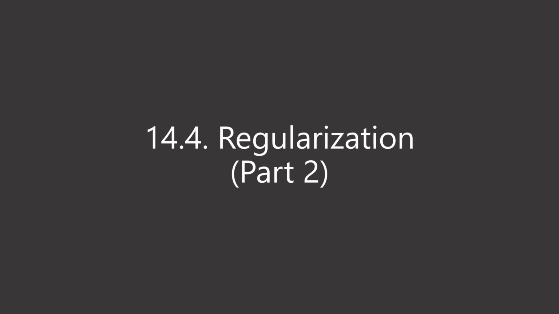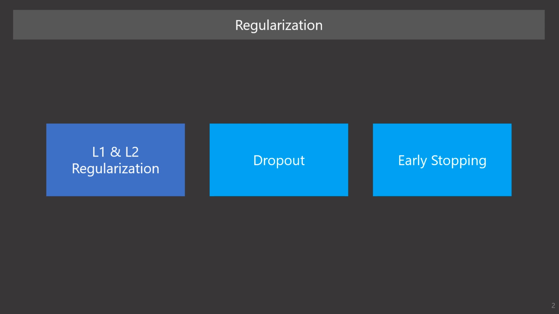Chapter 14, Section 4, Regularization, Part 2. In the previous video, we saw L1 and L2 regularization, also called lasso and ridge, respectively. In this video, we will explore other popular regularization methods, dropout and early stopping.